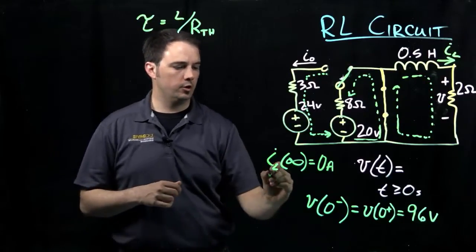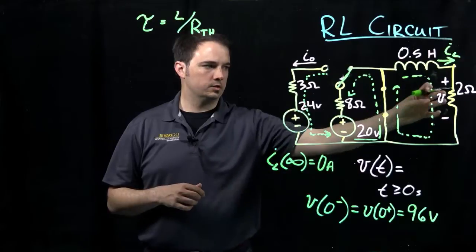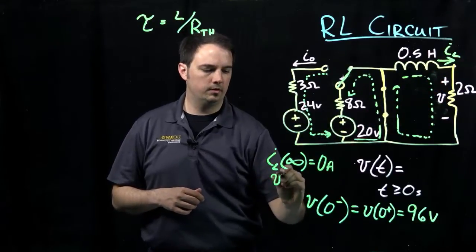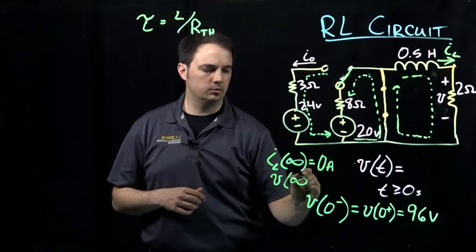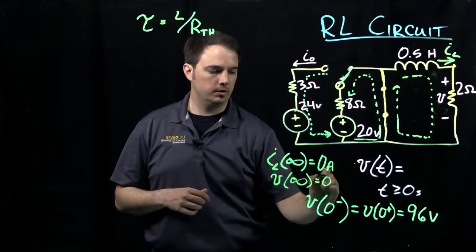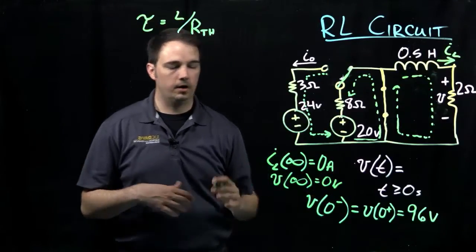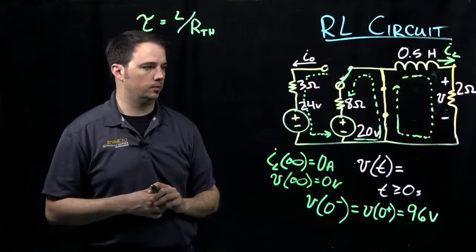And of course, if we know that our current's going to 0, then what does that tell us about our voltage V as we go to t equals infinity? Well, that would also have to go to 0 volts. If I have no current, I cannot have any voltage there as well.